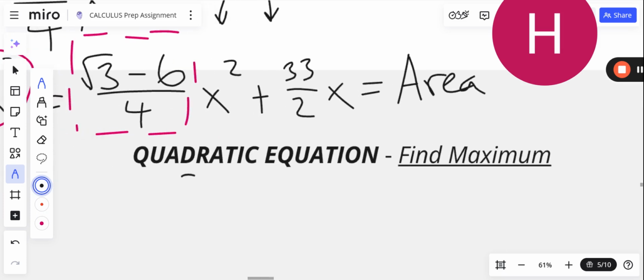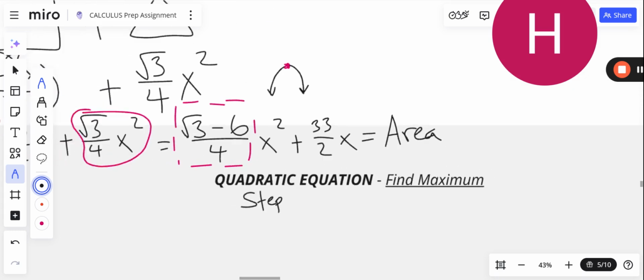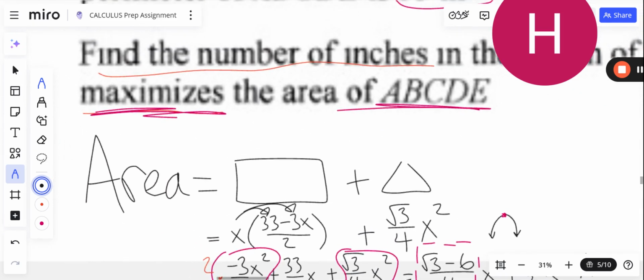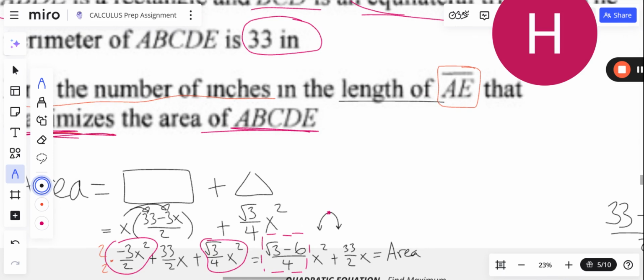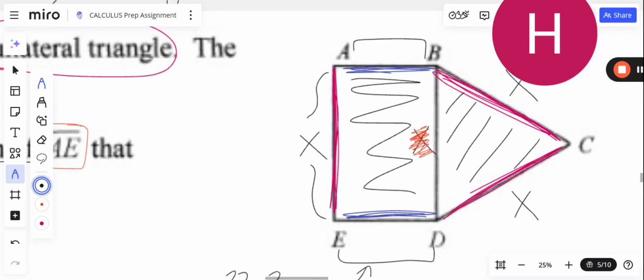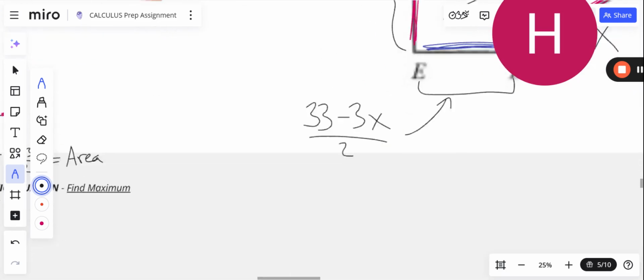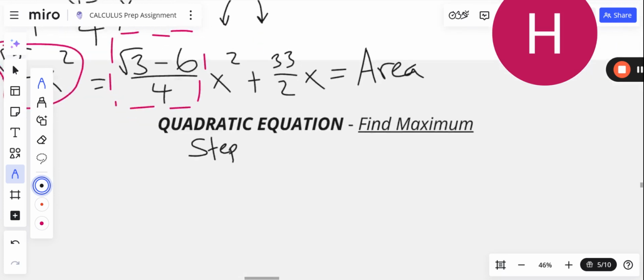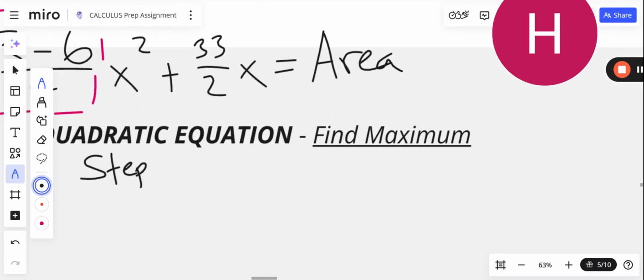You know the steps. The steps are going to be a little bit less nice in this case. I think we just need to find the value of x, though. Yeah, find the length of AE, which is the value of x. So we don't have to find what the maximum is. So maybe I should go back a little bit.